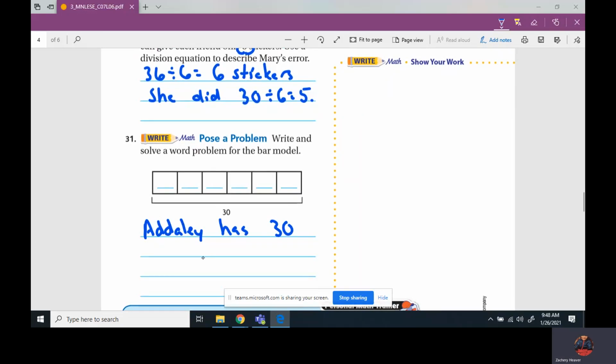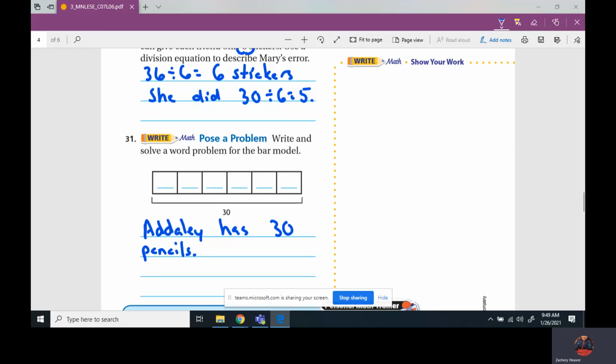We're going to write Adelie, yes. Adelie has 30. Let's use 30 pencils. Adelie has 30 pencils. It's up there. Adelie has 30 pencils, right?